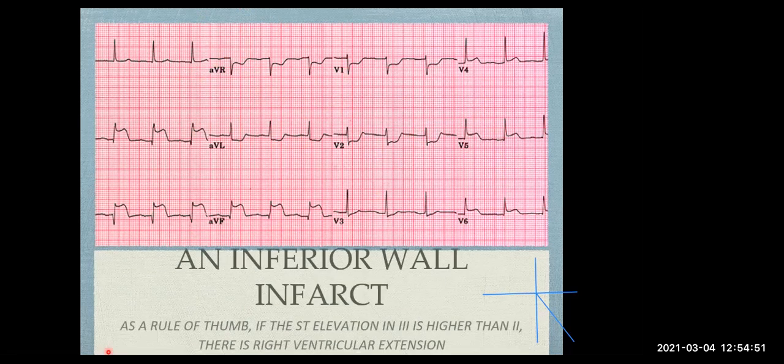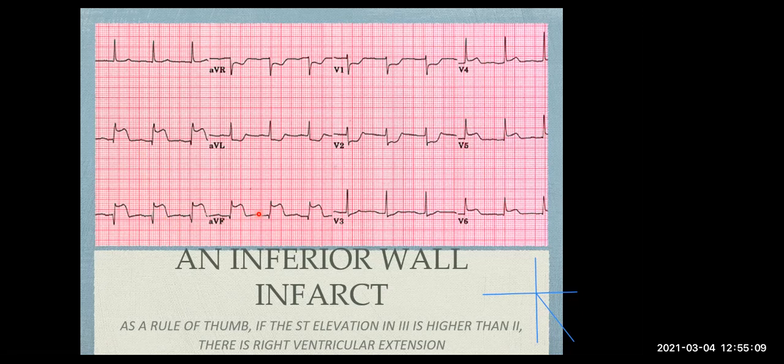Now, if you were to say an inferior wall infarct, you would be correct, and it's extended all the way into the lateral side. As a rule of thumb, if the ST elevation in lead 3 is higher than lead 2, we say that it's not just inferior, but it's extended to the right side of the heart.